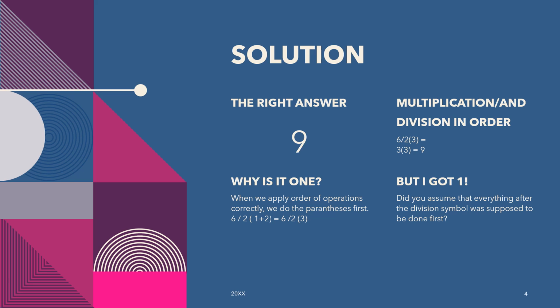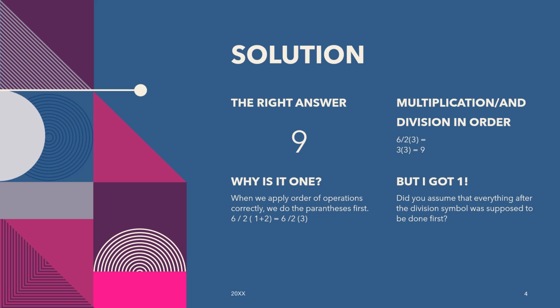Why is it not 1? It's because when we apply the order of operations correctly, and there is a typo there if you noticed, we do the parentheses first. So that gives us 6 divided by 2 times 3. Now, the next part also trips people up, and this is why you sometimes get different answers. You do the multiplication and division in order, so you do the division first. 6 divided by 2 is 3, times 3, gives us 3 times 3, which is equal to 9.